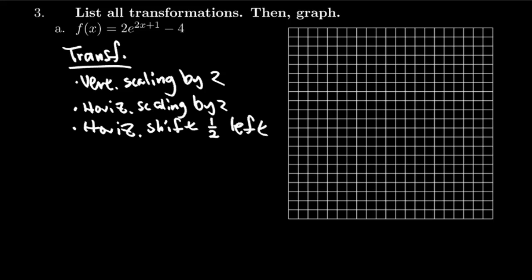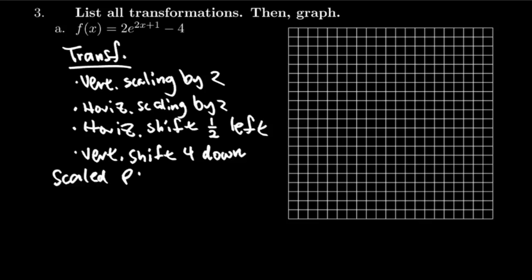And that -4 is going to be a vertical shift 4 down. Okay, so we can look at this as reference points that also go to scaled points and then shifted points.